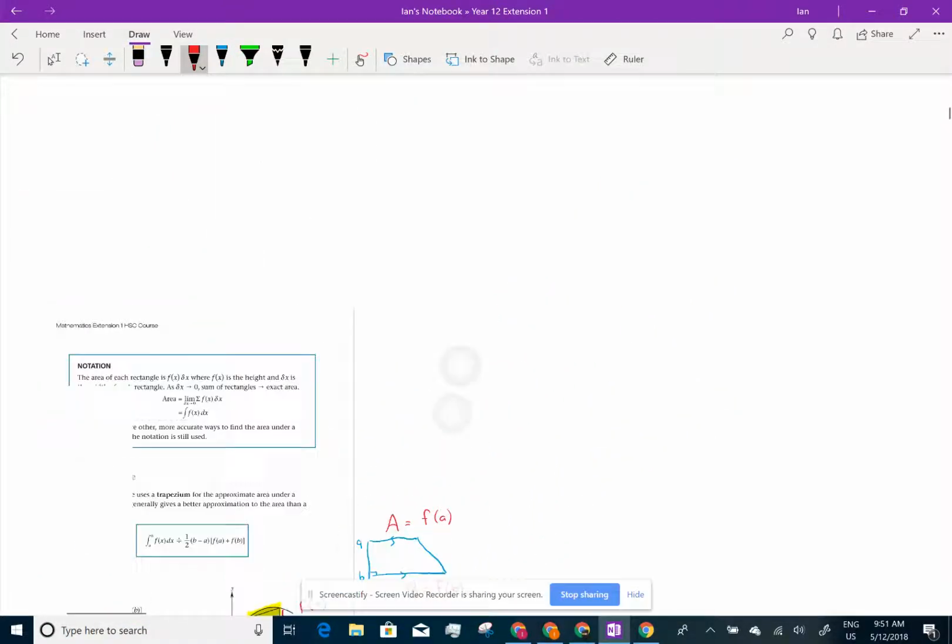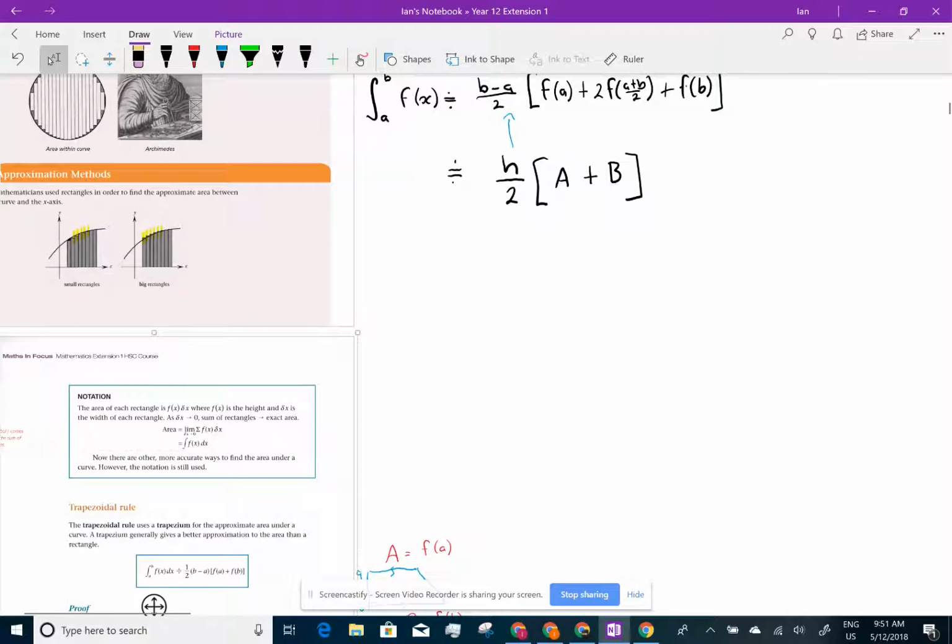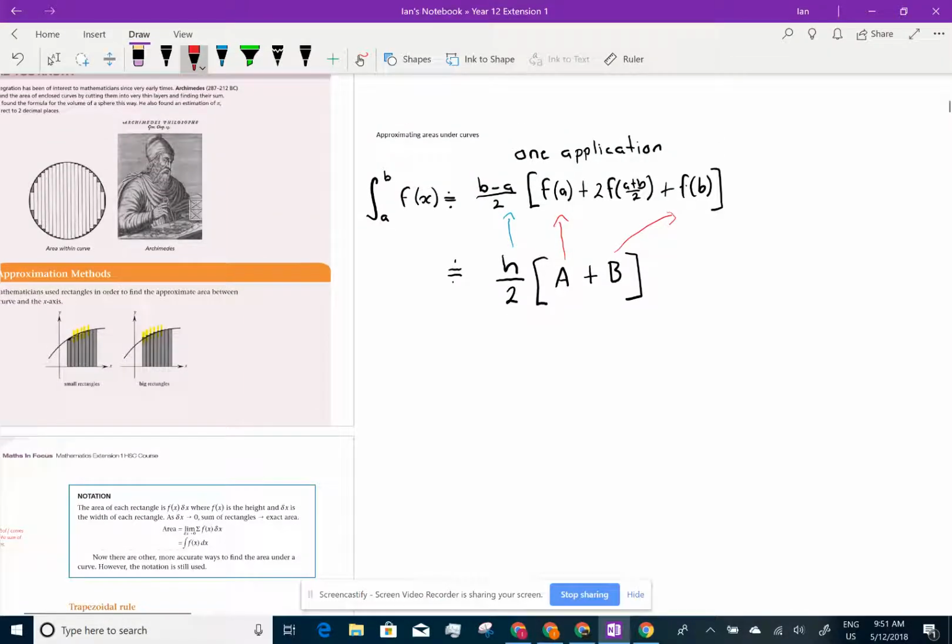So, hence, we get our f of a and our f of b. Now, I'm going to talk about what the 2 times that is after I do an example question. So, here's an example. Here's the first question in the textbook.